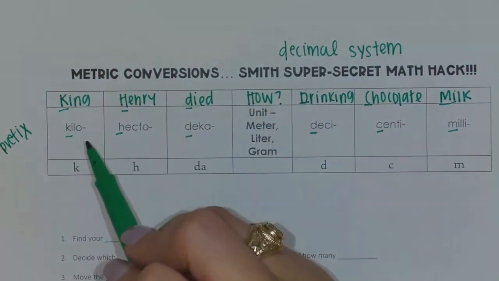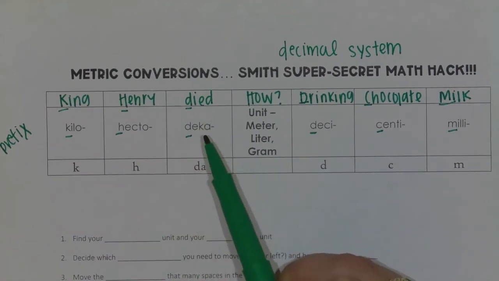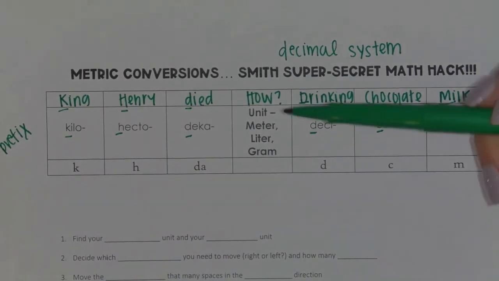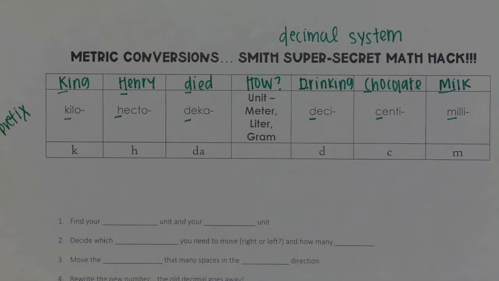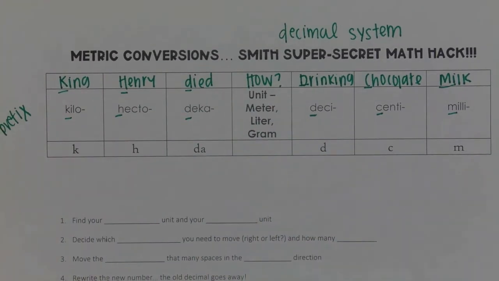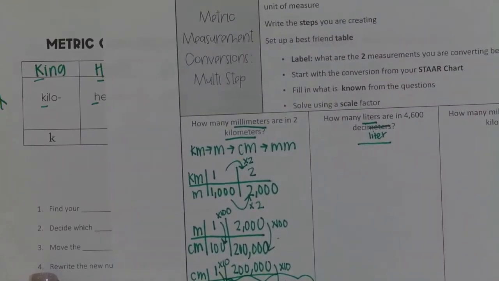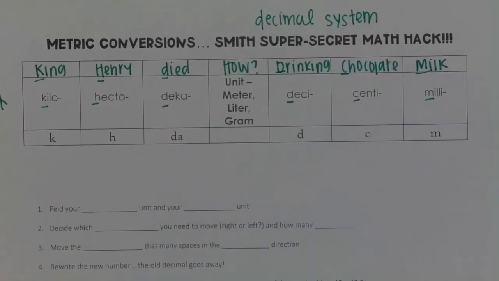So the king would stand for kilo. H or Henry stands for hecto, died stands for deca, drinking stands for deci, chocolate, centi, and milk, milli. Now the how part right here is just our basic units, right? Our meters, our liters, and our grams. So here's how we would use our Smith Super Secret Math Hack to find these conversions. And I'm going to go back to our original problem here, where it says, how many liters are in 4,600 deciliters? So here's how we use this system here.